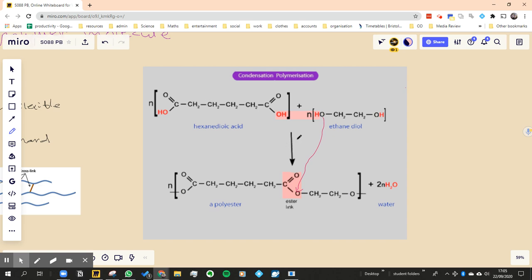So that's condensation polymerization. Two different monomers combined, if we say that's monomer A and monomer B, they join like that. So A, B, and so on. Okay, that's condensation polymerization.